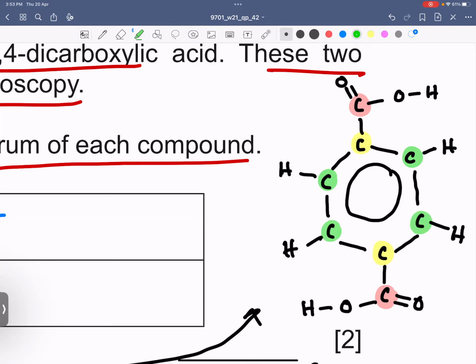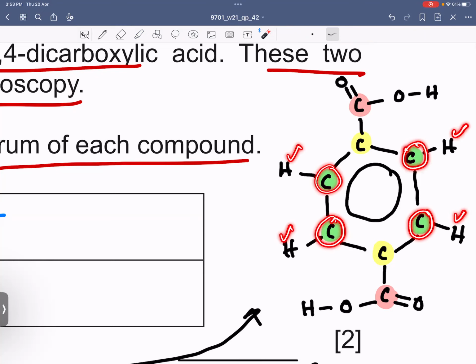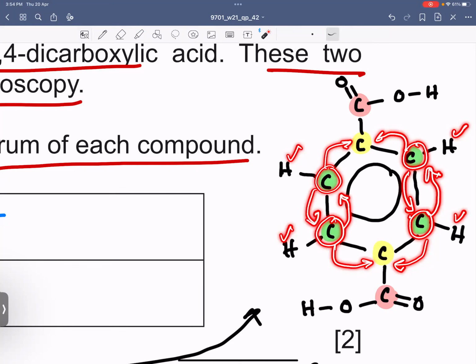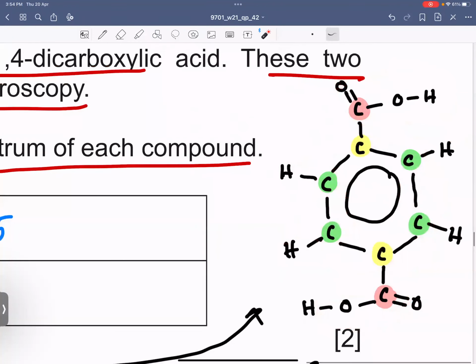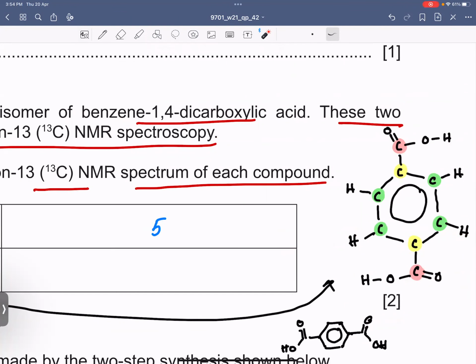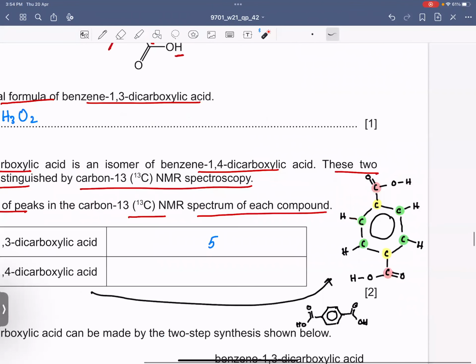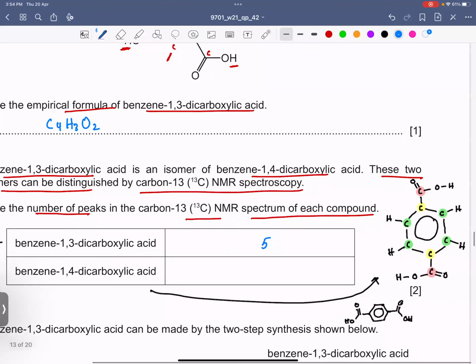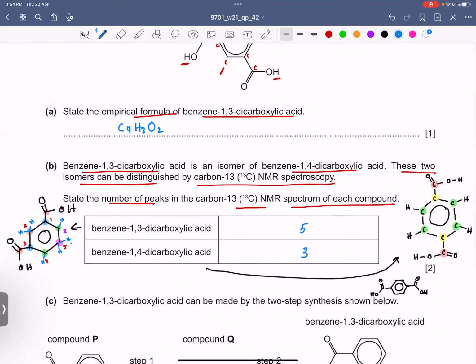If you look at this carbon and this carbon, all these four carbons have the same environment, because on one side a hydrogen, on the other side this C, and on the other side they have simply a CH carbon, and the one remaining side has a COOH. So see, how many environments am I getting over here? How many signals would I get for benzene 1,4 dicarboxylic acid? 3. Yes, 3 signals.